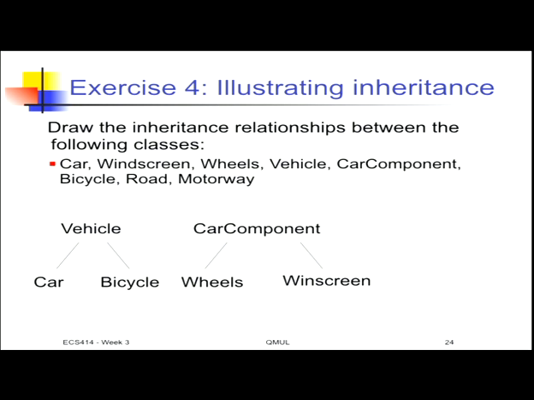We have still two left. And so motorway is a particular kind of road, so motorway is a road, and so we would have that there. So we would have three trees of inheritance in this set of classes.